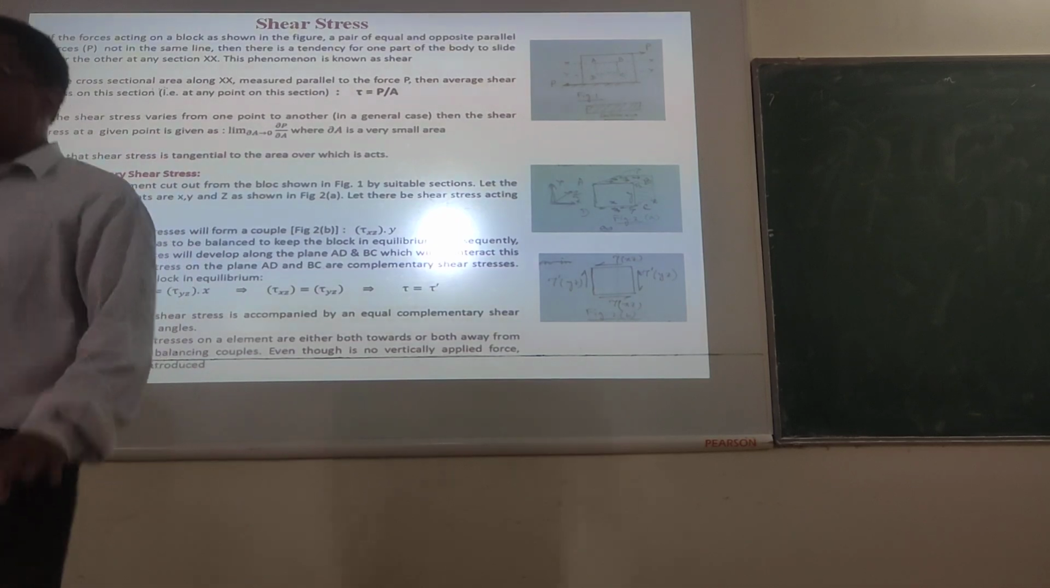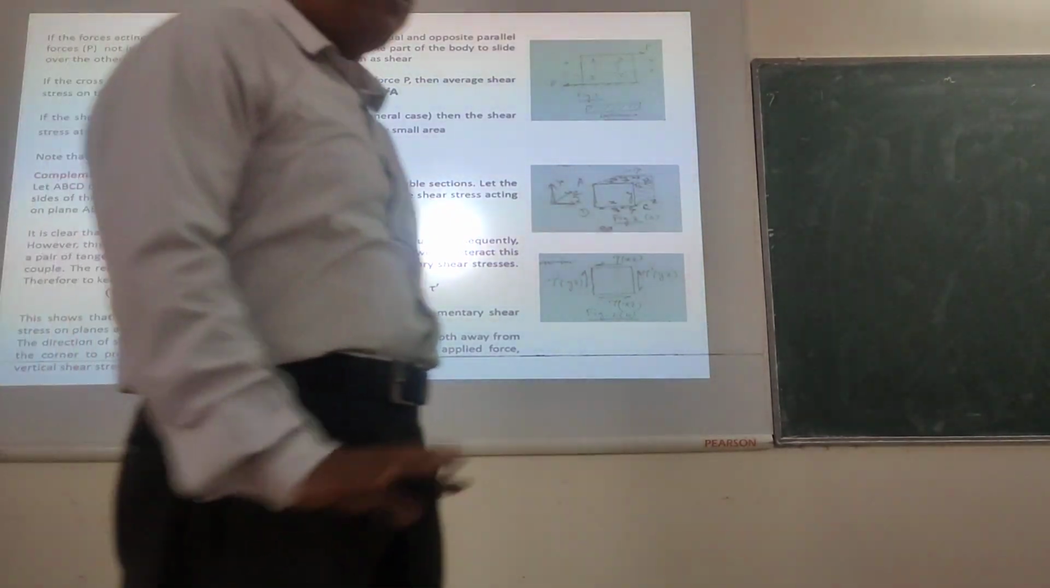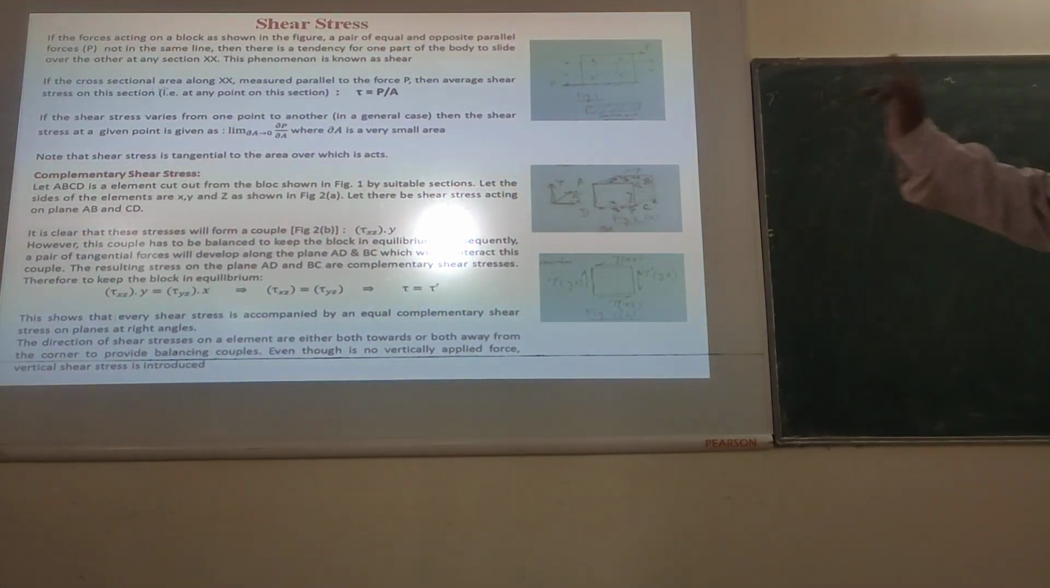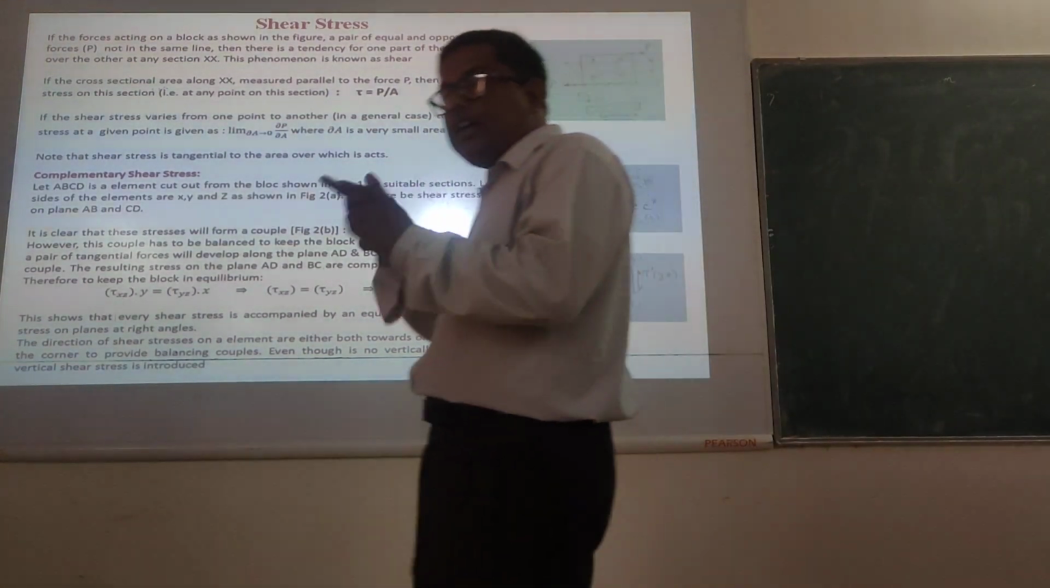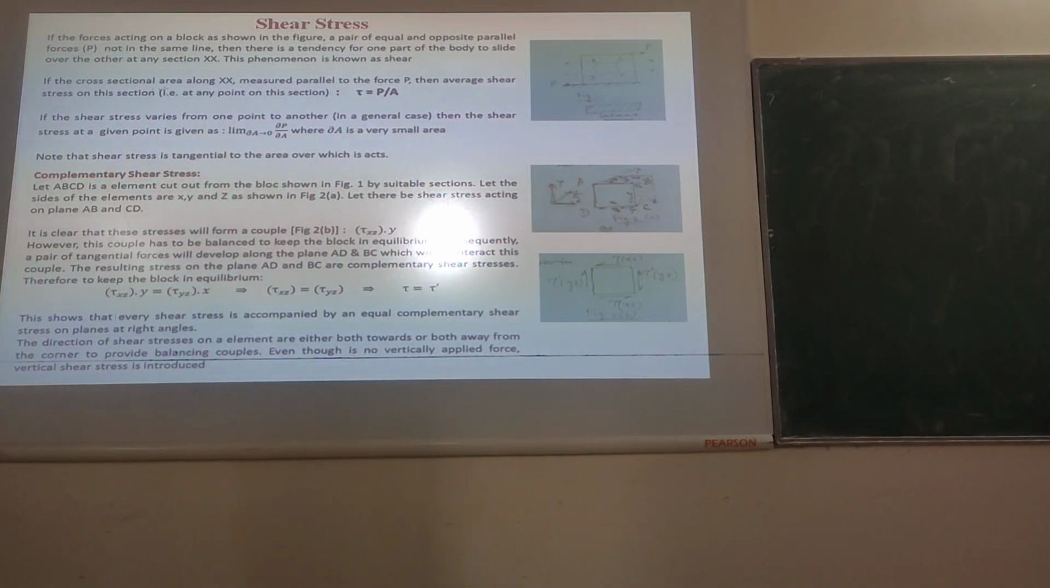Everywhere you get a shear stress, there must be a complementary shear stress. Otherwise, the body will not be in equilibrium. Have you got it? So every shear stress is accompanied by an equal and complementary shear stress. And what is that? What is the complementary shear stress? It is the shear stress generated by an equal and opposite parallel force acting in the other direction.